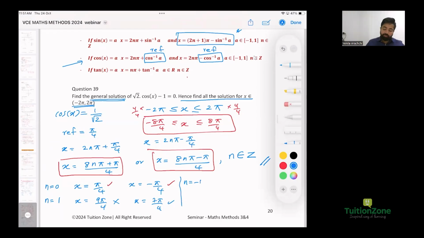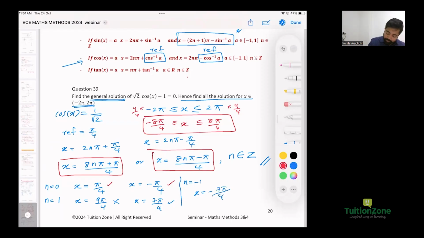Yeah, negative 7 pi over 4. Negative 7 pi over 4. Yep, that's it for that one. That's all, isn't it? So how many answers altogether? 3. Oh wait, 4. 4 answers, eh? X is equal to negative 7 pi over 4.